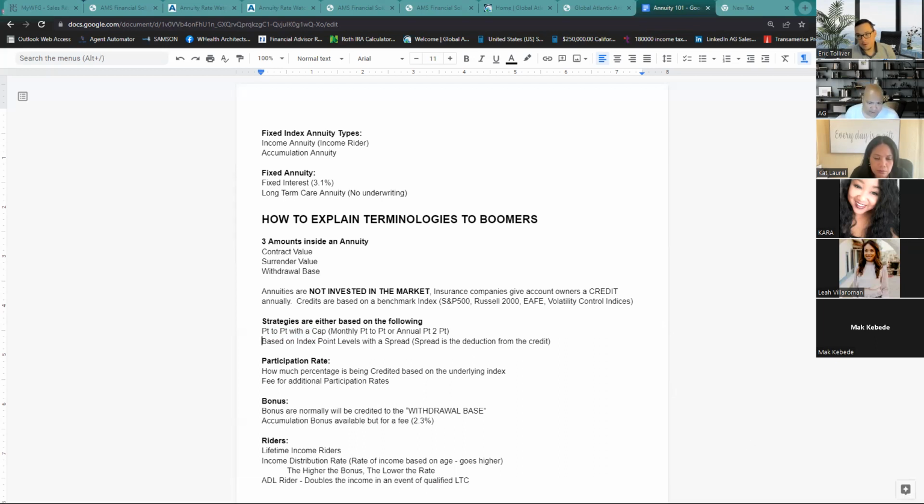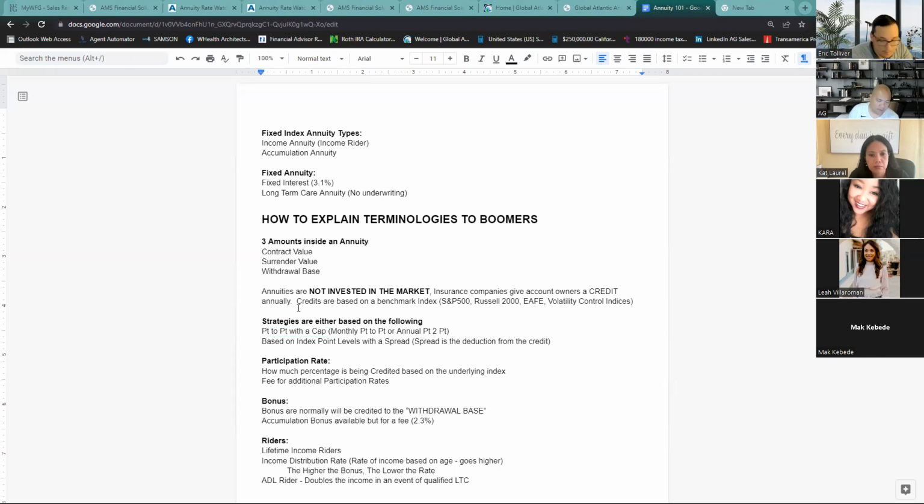Anybody? You can type in on the chat. It's 4%. No, the 4% is the spread. There you go. 16. Right, Mac? So yeah, if it's 20% performance of the index and there's a 4% spread, the contract will be credited 16%. So yeah, the spread is what's getting subtracted from the index.